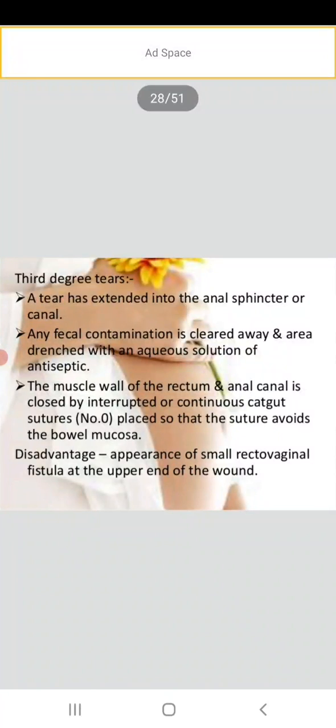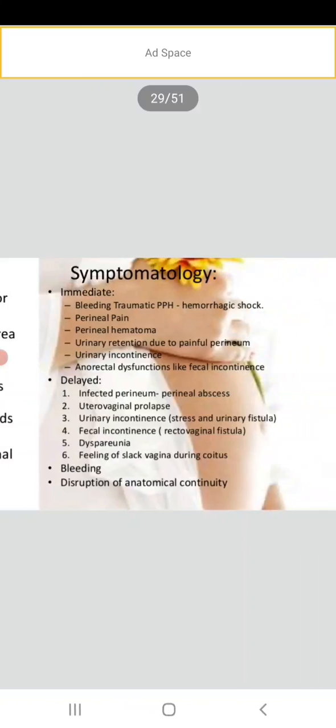Then third degree tears. A tear has extended into the anal sphincter of the canal. Any fecal contamination is cleared away and the area drenched with an aqueous solution of antiseptic. The muscle wall of the rectum and anal canal is closed by interrupted or continuous sutures, taking care that the suture avoids the bowel mucosa. Disadvantage: appearance of a small rectovaginal fistula at the upper end of the wound.